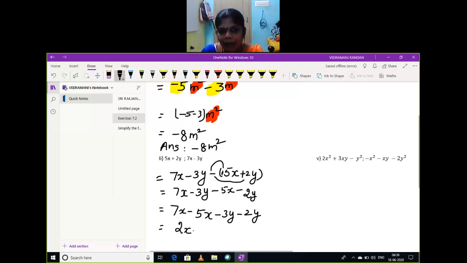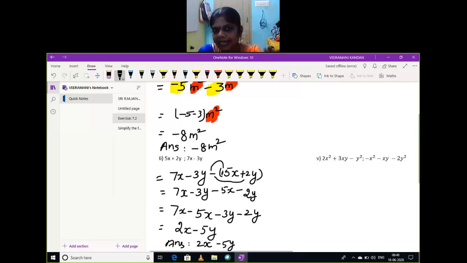Next, minus 3 minus 2. You get minus 5. Y is the common variable. So minus 3 minus 2 you get minus 5. Minus 5y. So what is the answer, children? 2x minus 5y.